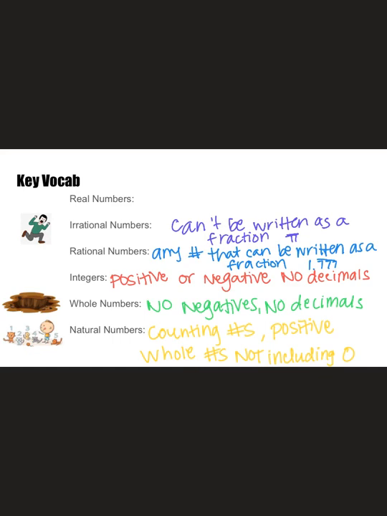All of these numbers fall under the umbrella of real numbers, and a real number is any and all numbers that we know. There are imaginary numbers, we are not worried about those. So this is our big old umbrella. These are any numbers we know.